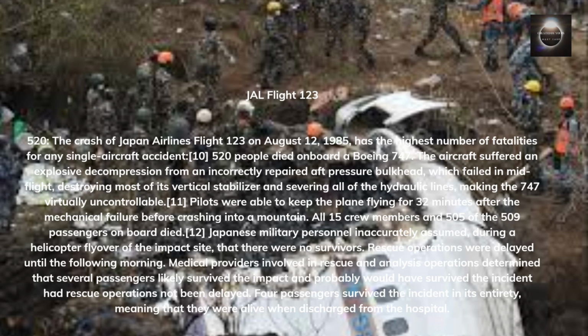Japanese military personnel inaccurately assumed, during a helicopter flyover of the impact site, that there were no survivors. Rescue operations were delayed until the following morning. Medical providers involved in rescue and analysis operations determined that several passengers likely survived the impact and probably would have survived the incident had rescue operations not been delayed. 4 passengers survived the incident in its entirety, meaning that they were alive when discharged from the hospital.